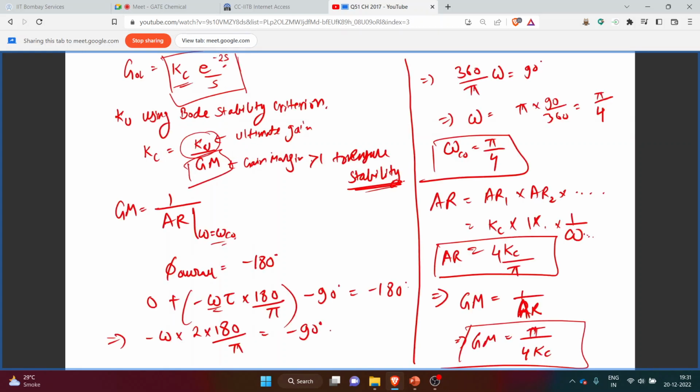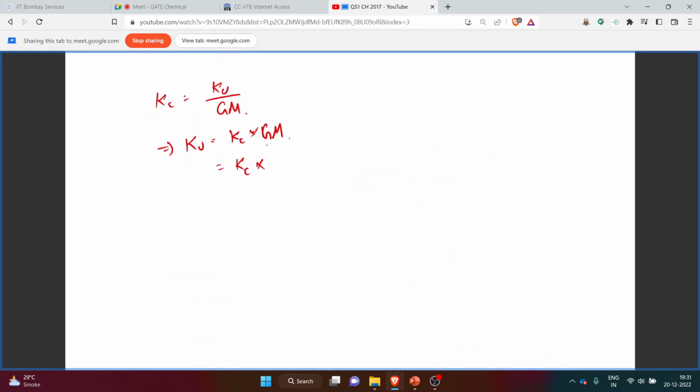Now for this Bode stability criterion, we know that Kc is equal to Ku upon gain margin. That is, you can write Ku is equal to Kc times gain margin, and gain margin we found out as pi upon 4 Kc. Kc will get cancelled out, and the ultimate gain we can write as pi by 4, or numerically you can write it as 0.785.